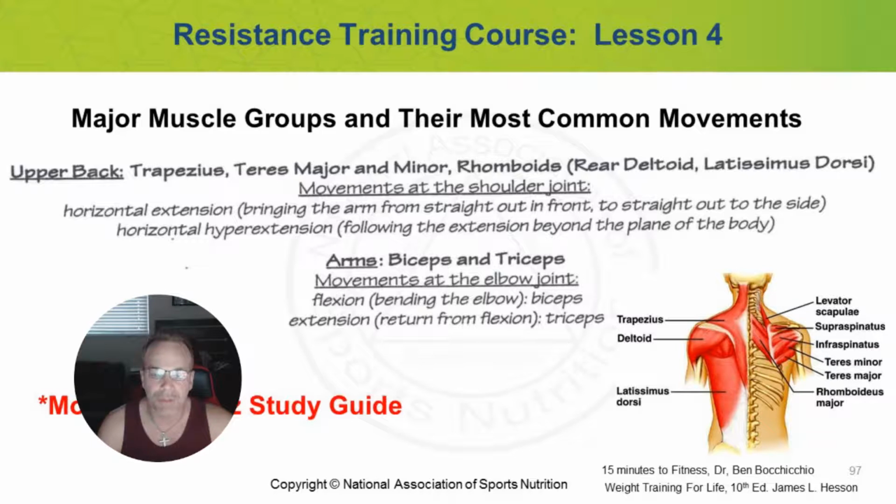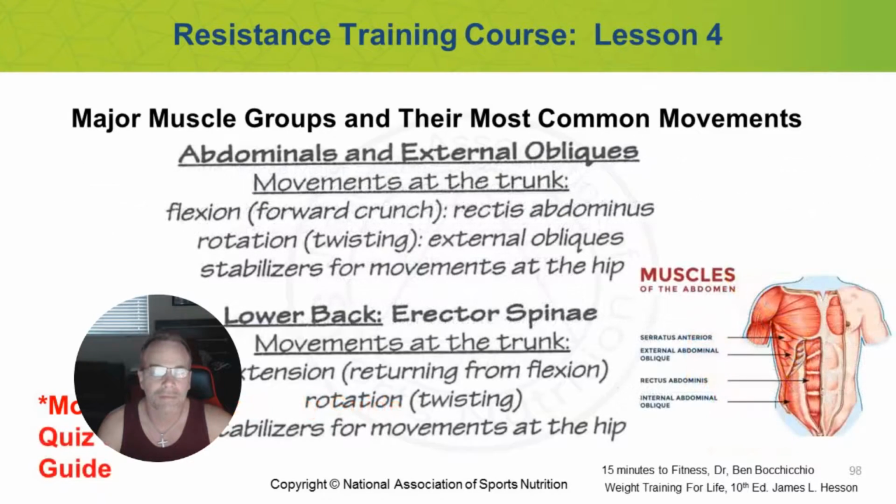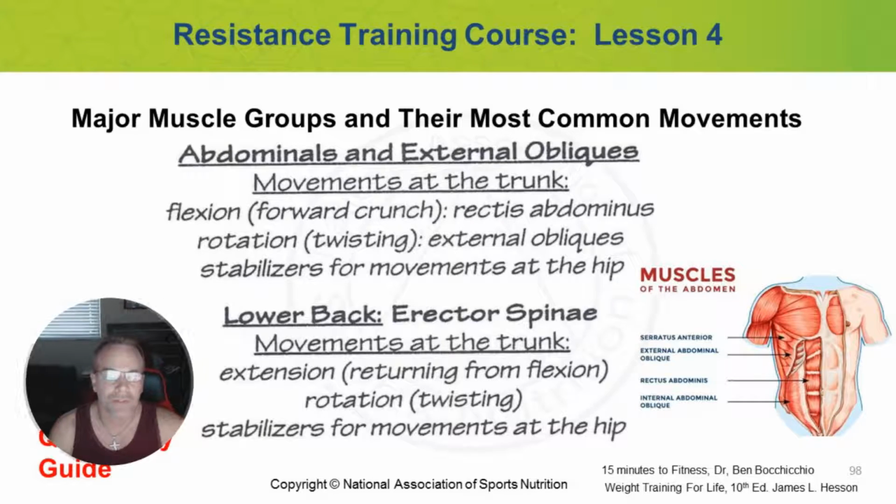Bis and tris, we know what they do. Hopefully you know what they do by now. Movement at the elbow joint, right? The biceps are responsible for flexion, and the triceps are responsible for extension. Good stuff.